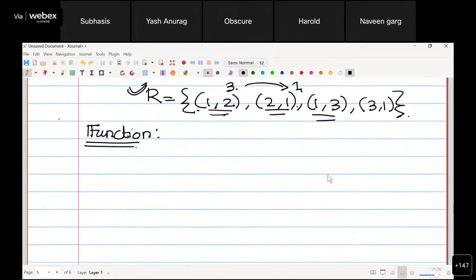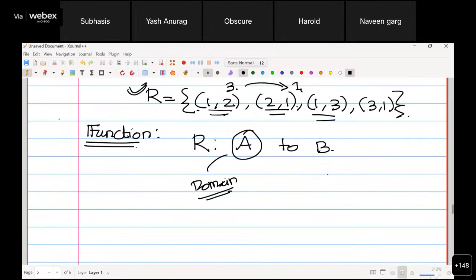So when I'm saying domain, suppose R is a relation from A to B. That means this A is your domain, and this is your codomain.